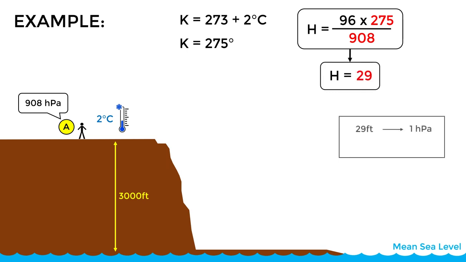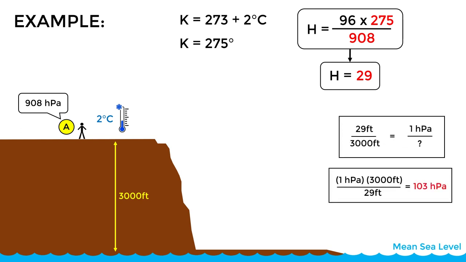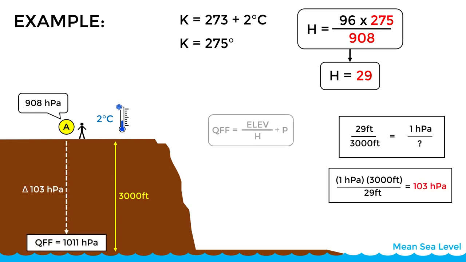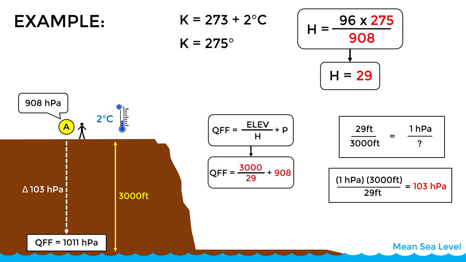So, with this in mind, we apply the rule of 3, and we obtain a pressure difference of 103 hectopascals, which results in a QFF of 1011. And just like we said before, we can apply the other formula, and we will get to the same result of 1011.